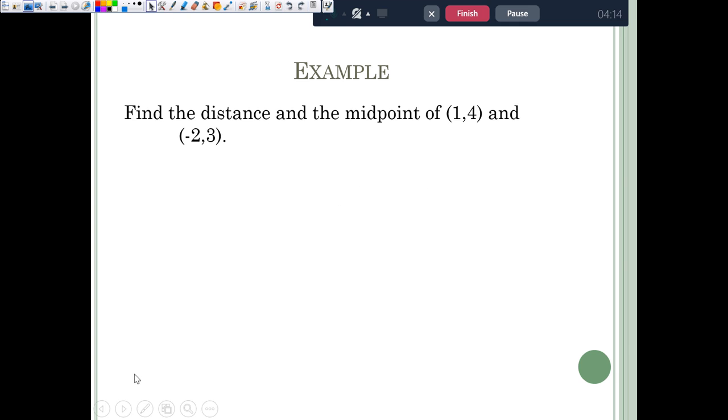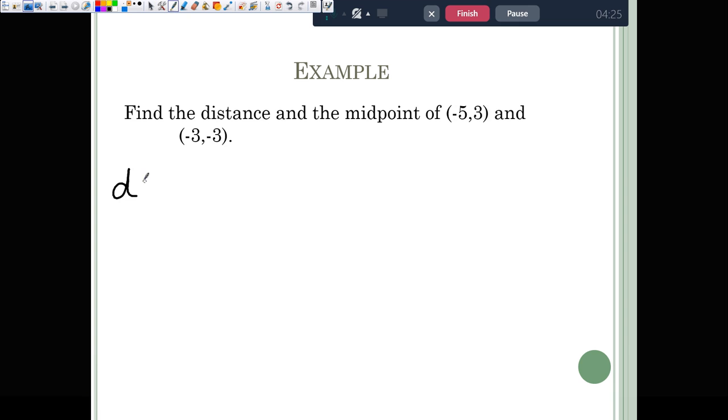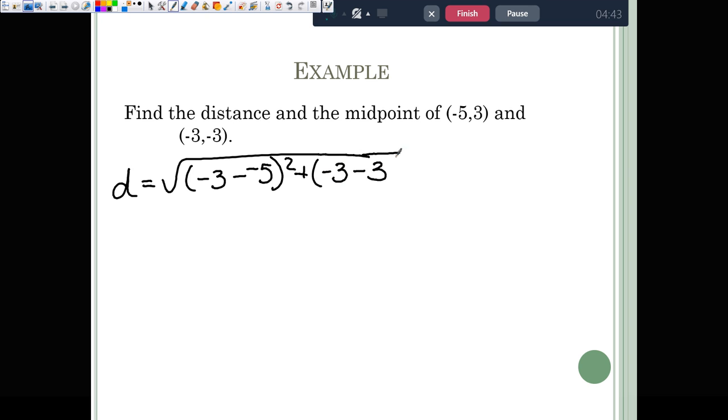Alright, let's try the next one. So find the distance and midpoint of the ordered pairs (-5, 3) and (-3, -3). So we're going to have our distance equals the square root of, and we're going to have x2, so it's -3, minus x1, -5, all squared, plus y2, -3, minus 3, y1, all squared. All right, so I'm going to have d equals, okay, and what is -3 minus -5?